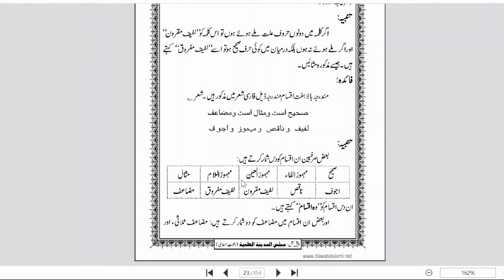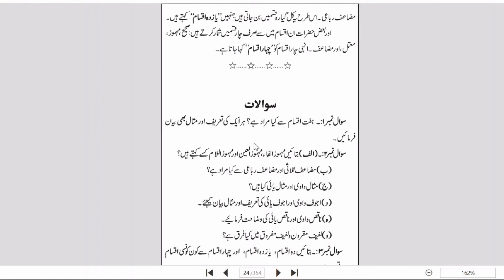Some additional notes. Some scholars of Sarf count them as 10 types: Sahi, Mahmoozul Fa, Mahmoozul Ain, Mahmoozul Lam, Misal, Ajwaf, Naqis, Lafeef Maqroon, Lafeef Mafrooq, and Mudaf. Some count mudaf as two, mudaf sulasi and mudaf rubai, so in total they are 11. And some scholars count them as only 4 types: Sahih, Mahmooz, Mu'tal, and Mudaf.